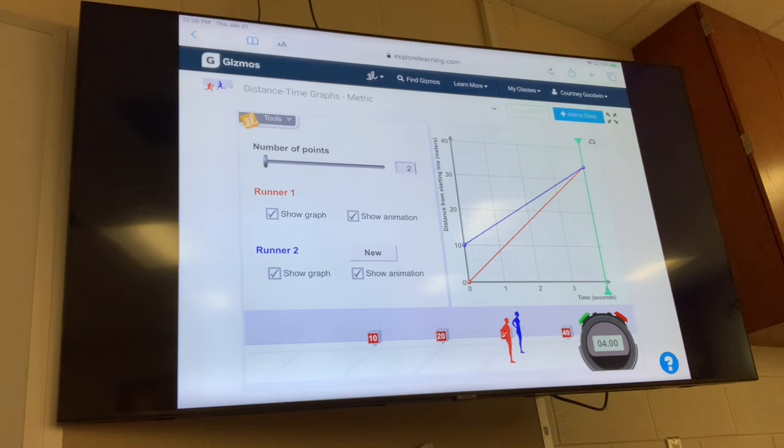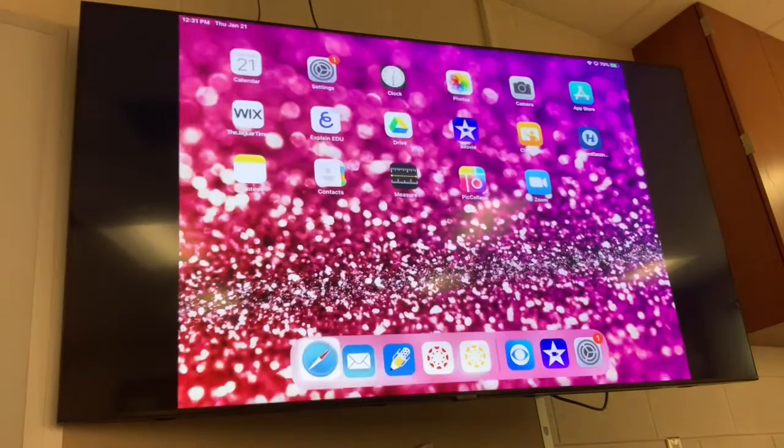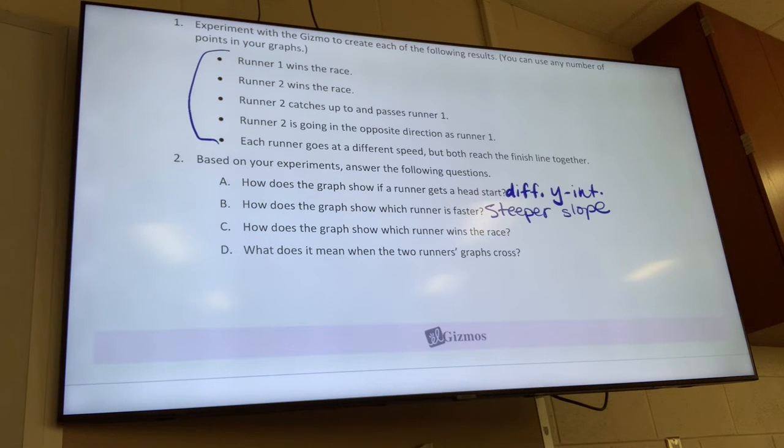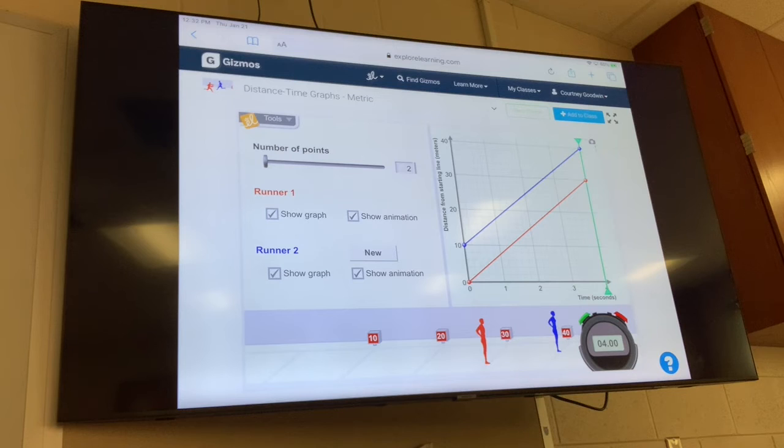What can we say about the red line compared to the blue line? Steeper. There we go. So the steeper line is going to be the runner that's going faster. So steeper slope, faster runner. Next question, how does the graph show which runner wins the race? So let's say that they're racing to the 30-yard line or 30-meter line.